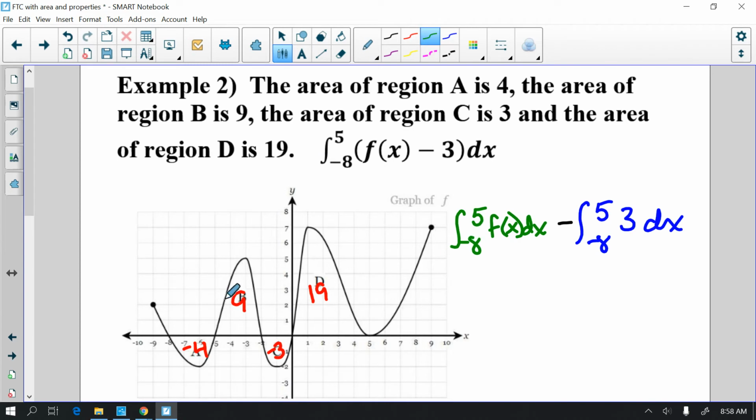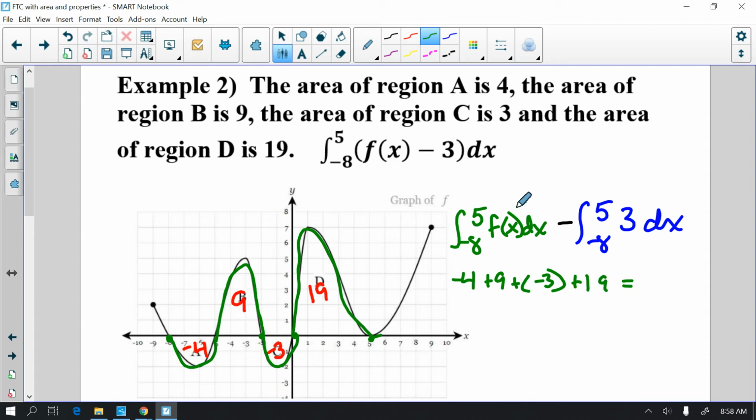So let's start off with our area. You're starting at -8, and you're going over here to +5. So you've got that area of -4, which we already know, this first part here. You've got this area of 9. You've got this area of -3. And now you've got this area here of 19.